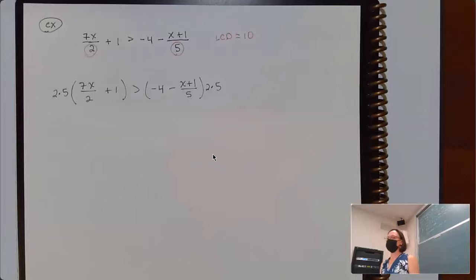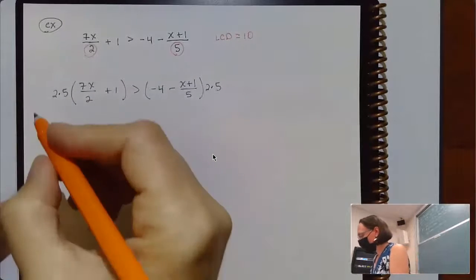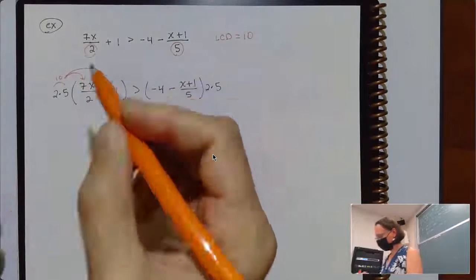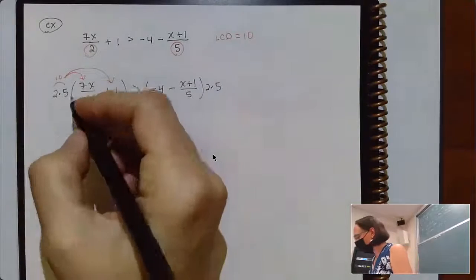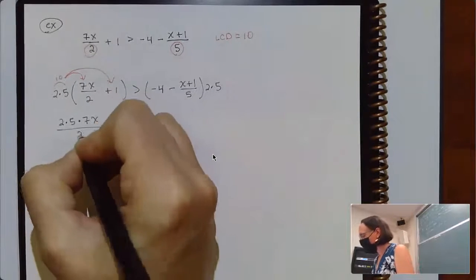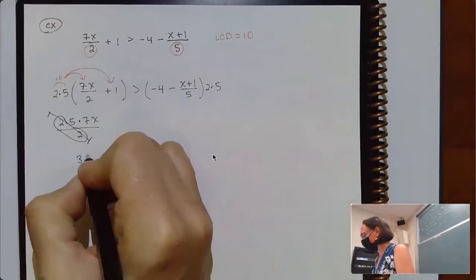See a few people still writing. But I think I'm going to go ahead and start. So I'm going to do that intermediate step again. When I distribute the 10 into both pieces, when I distribute to the first piece, I'd have 2 times 5 times 7x all over 2. And there's my 2 over 2 that becomes a 1. And I have 35x.